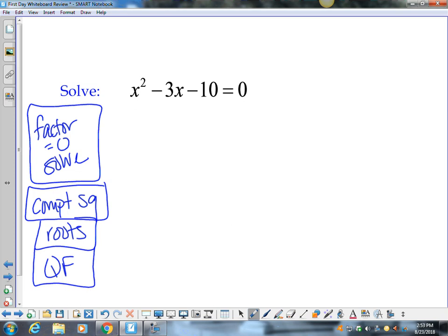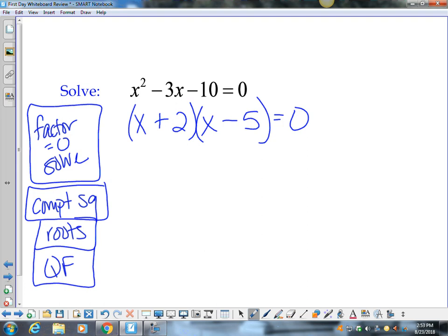Okay? Factoring and solving, I think, is the simplest. So if it will factor and solve, that's the way we want to go. So let's check this one out. Tens: 1 and 10, and 2 and 5. I'm going 2 and 5. That's going to give me the 3. I want a negative 3, so a negative 5 and a positive 2. That still gives me my negative 10 in the back.